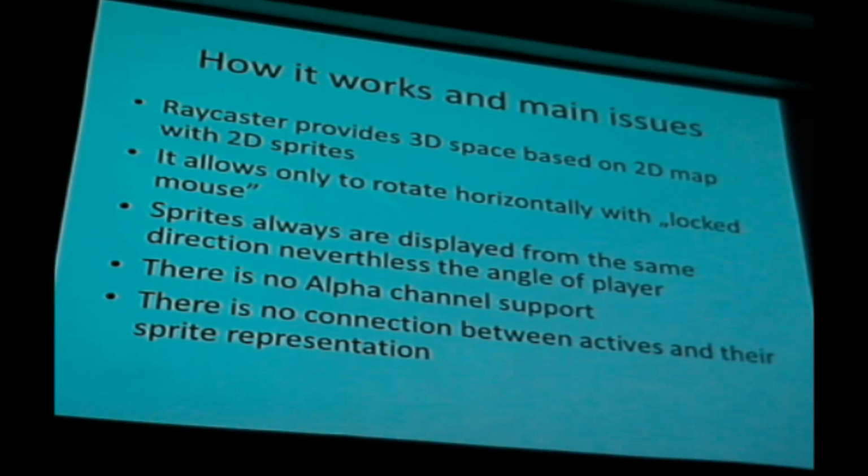Sprites are always shown from the same direction. They're always facing the player, which, like you'll see, is quite good in my project. There's no alpha channel support, and there's no connection between actives and their sprite representation, which was quite crucial for me. And this is why it was my question to Matt Ash, if he's got that in his Stone Goose extension. Because, like you see, it's quite important, but we found a workaround for it.